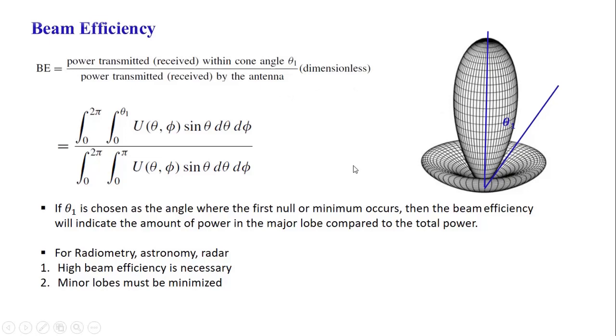So now as we are saying the cone angle theta 1, if this theta 1 is chosen as the angle where the first null or the minimum occurs, so this is the angle where there is a first null, and if you see this point, it is the point where the half power of the maximum appears. So if we are choosing this theta 1 as the angle where the first null or the minimum occurs, then the beam efficiency will indicate the amount of power in the major lobe as compared to the total power.